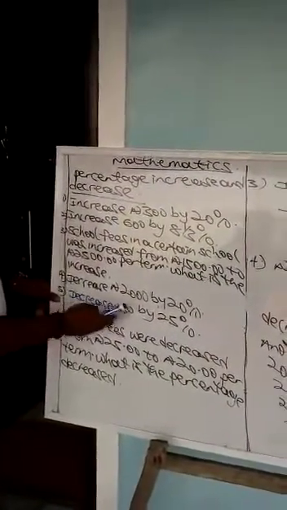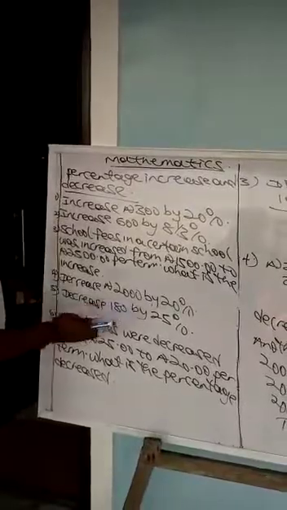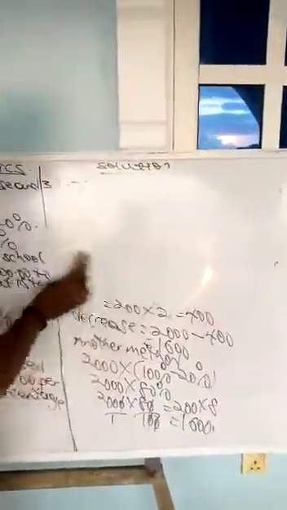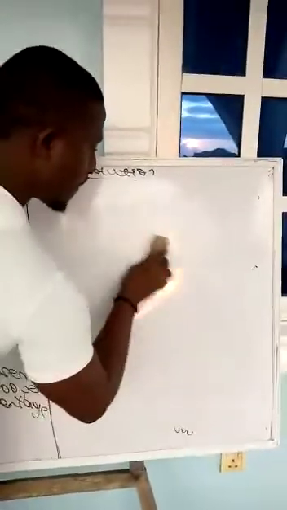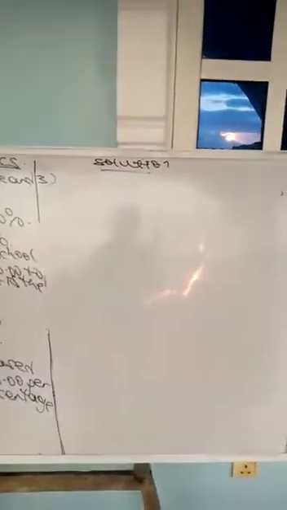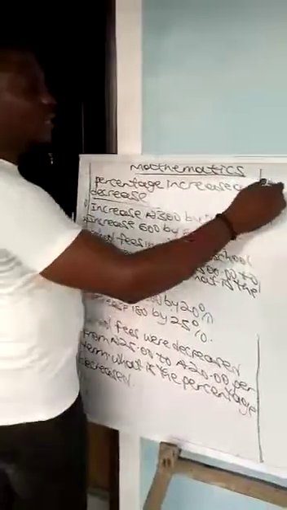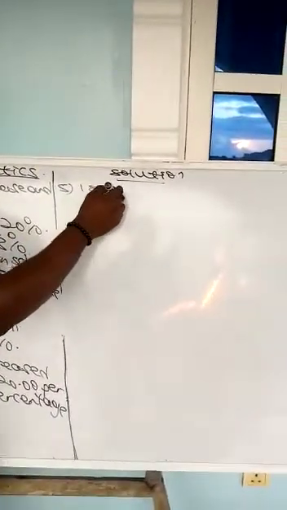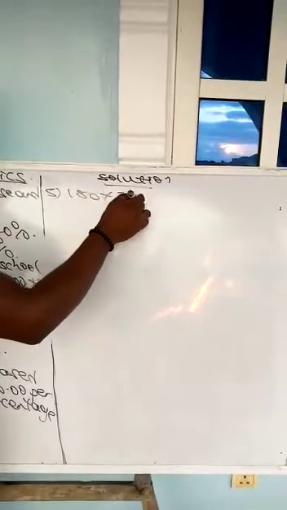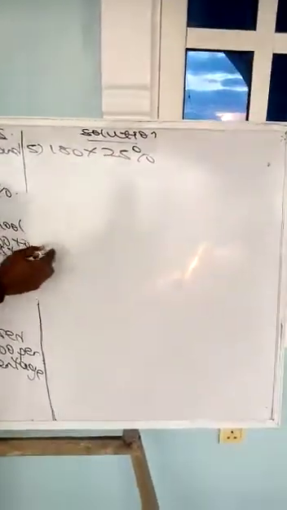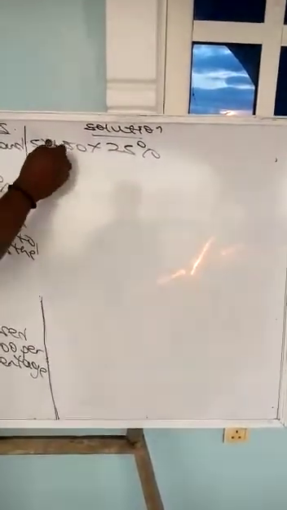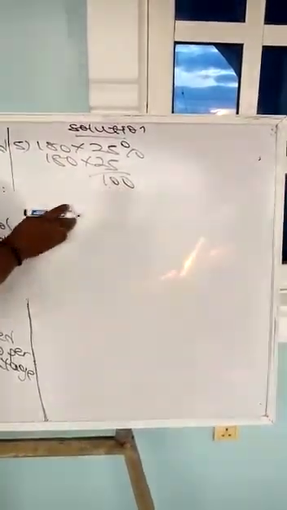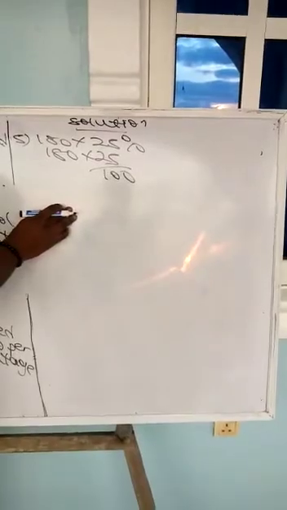That's to decrease 180 by 25%. So it will give us 180 times 25%. So we are decreasing by 25%. That will give us 180 times 25 over 100.